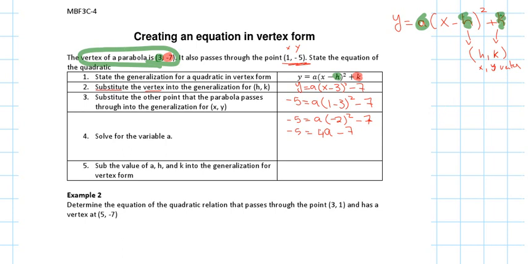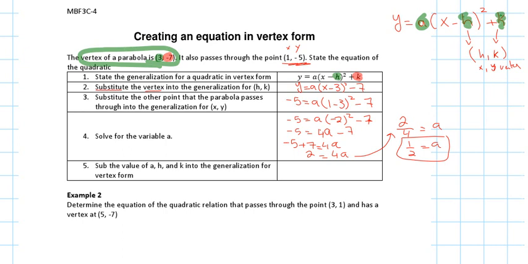Now, how can I isolate for that a? Yeah, so I have to move the negative 7 over first. So it would be positive 7. And then divide by 4. So that will be 1/2. Yeah? Okay, so now I found the value of a.